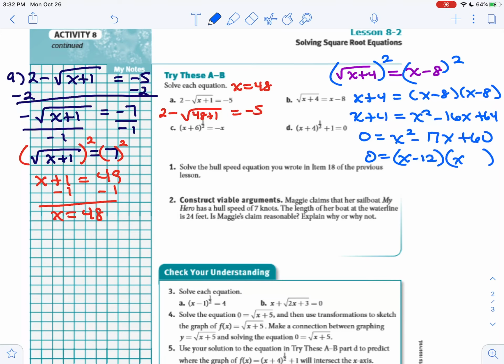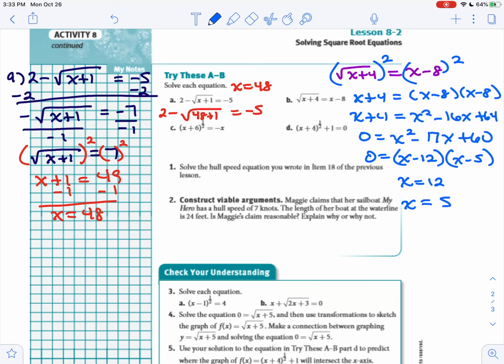We'll try factoring. If that doesn't work, we'll try quadratic formula. So the 60 has a lot of factors. However, I think it's the 12 and the 5 that will make the -17, which means we get two solutions. X equals 12 and x equals 5. Now they may both work, they may not. We're going to have to check them.